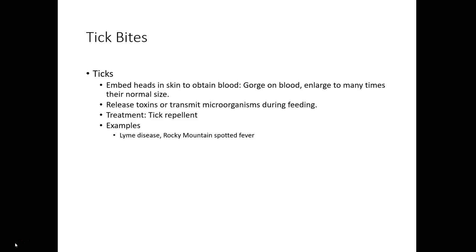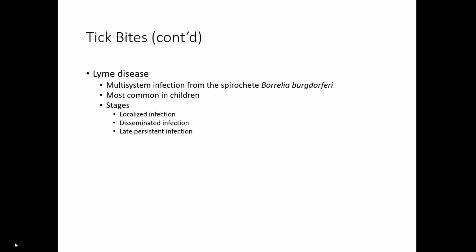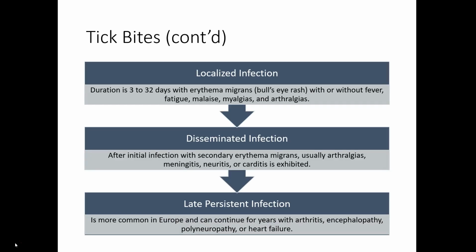But if we actually have clinical suspicion of disease, like Lyme disease or Rocky Mountain spotted fever, then we start looking at different treatment algorithms. Lyme disease is a multi-system infection from the spirochete Borrelia burgdorferi, most common in children. The stages go from a localized infection to disseminated infection, and then sometimes there's late persistent infection.